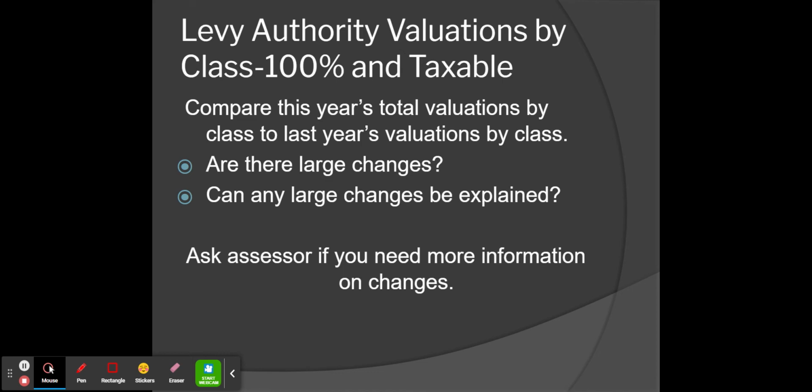Again, with that 100% taxable levy authority valuations by class, make sure to compare this year's total valuations by class to last year's by class. It's good to take a look at: are there any large changes? Can those large changes be explained? You can ask the assessor if there are large changes in the 100% from one year to the next and you're not sure what exactly was going on, and it can't be explained away by a new business or something of that nature. So certainly look for major changes and anything that might raise a red flag and needs some more explanation.